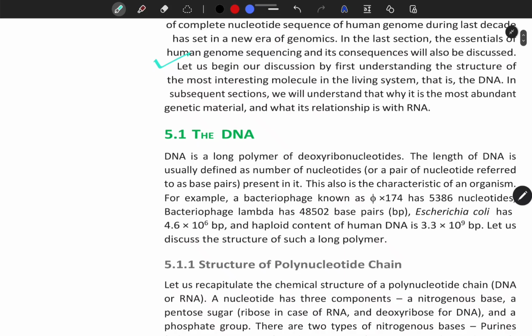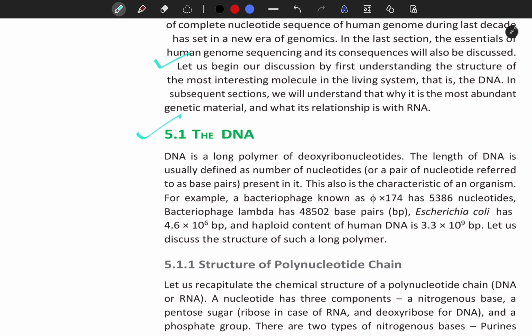Let us begin our discussion by first understanding the structure of the most interesting molecule in the living system, that is the DNA. In subsequent sections, we will understand why it is the most abundant genetic material and what its relationship is with RNA. 5.1 The DNA. DNA is a long polymer of deoxyribonucleotides. The length of DNA is usually defined as a number of nucleotides, or a pair of nucleotides referred to as a base pair, present in it. This also is the characteristic of an organism.